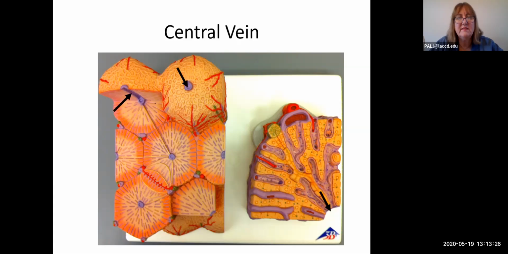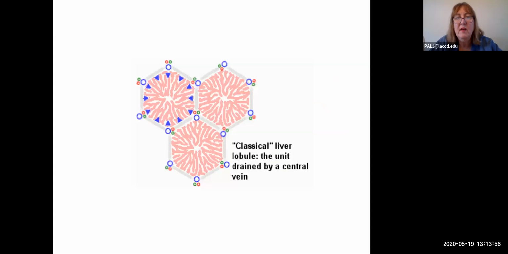Once everything has been cleansed, the blood is going to leave through the center of the liver lobule in what is called a central vein. The central vein, as you can see, is smack dab there in the middle. It travels the entire length of the liver lobule, and then all the central veins will be joining together to eventually form those hepatic veins.